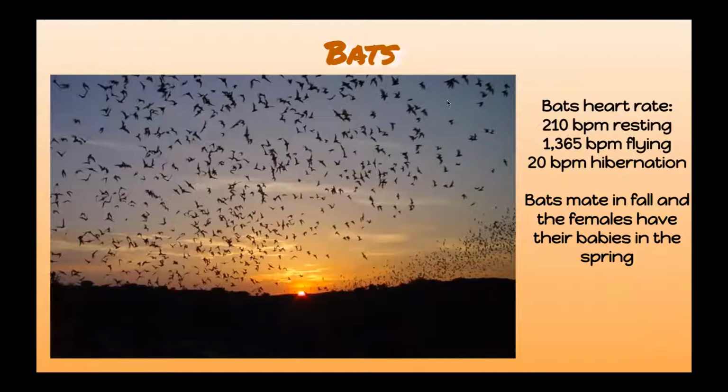So their heart rate when they're resting in a normal state is 210 beats per minute. When they're flying, it's 1,365 beats per minute. Now, when they go into their hibernation state, they can bring their heart rate down to as low as 20 beats per minute. So that's significantly less. So they're really not using much energy at all. Their metabolic rate basically falls to about nothing.